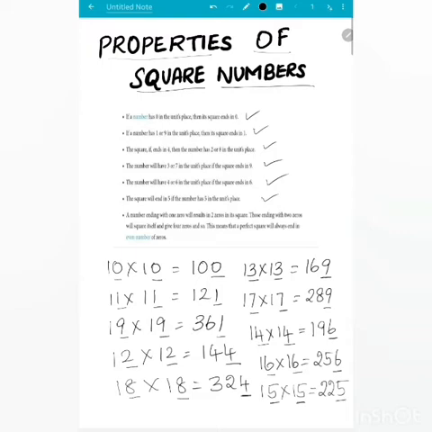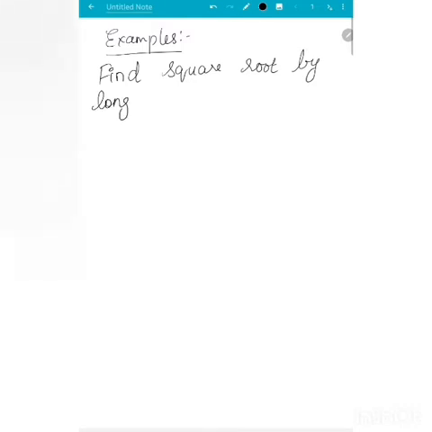How will you find out the square root? Let me see some examples. Examples: find the square root. The first one is the long division method. Find the square root by the long division method. This is the first method, the division method.